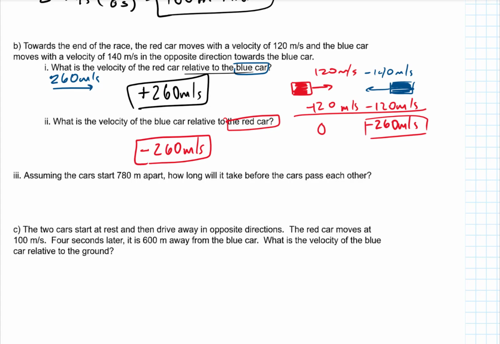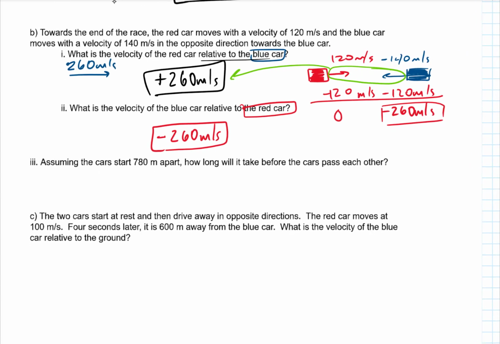Now, what we notice here is that because these two are heading in opposite directions, their relative velocity is the sum of their velocities. We're going to add them together. When they're traveling in the same direction, we subtract them. When they're traveling in opposite directions, we add them.